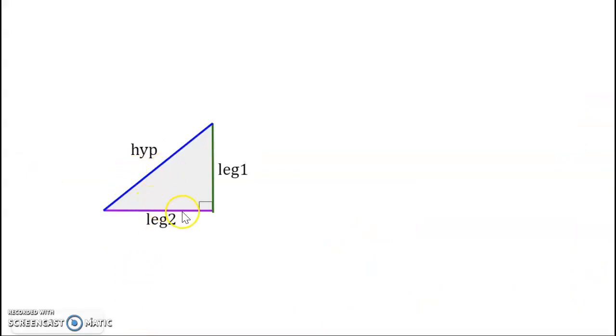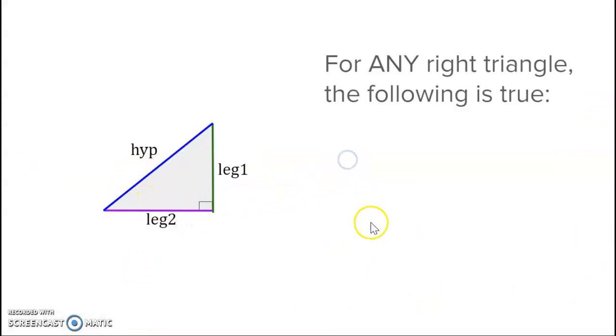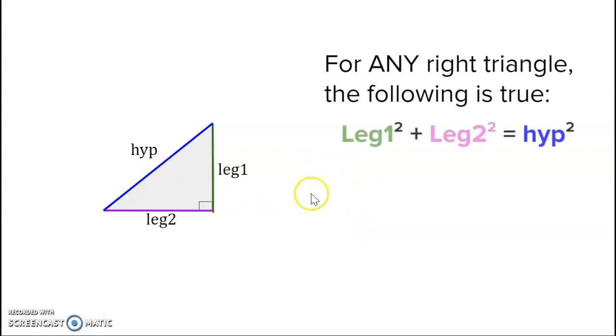So hopefully now you see that for any right triangle, and it has to be a right triangle, the following is true: leg 1 squared plus leg 2 squared is hypotenuse squared. And that's what the Pythagorean theorem is.